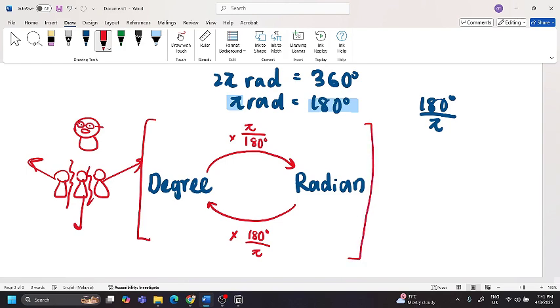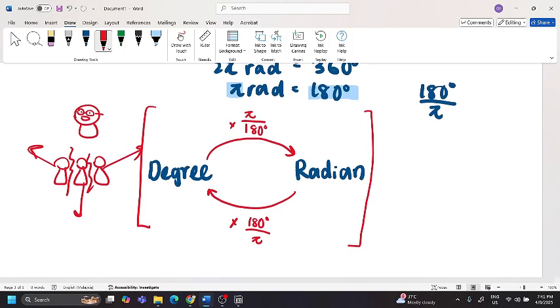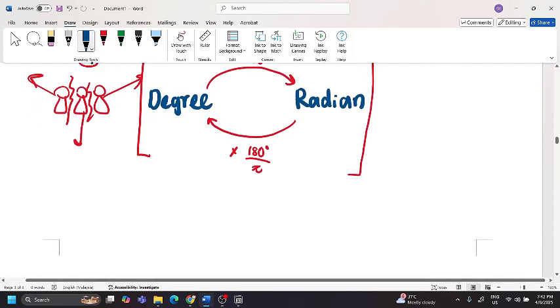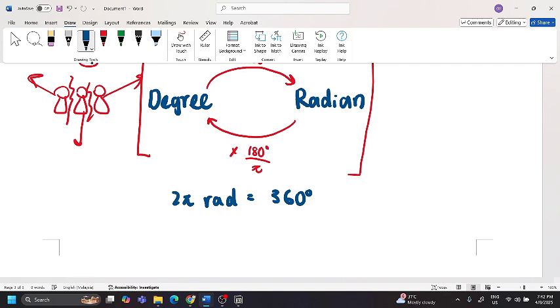But if you want to know in terms of ratio, it's actually ratio lah, okay. If 2 pi radian is equals to 360 degree, right? Now, you're given angle in degree. Maybe it's 170 degree. How much radian is it? I don't know. Then you just put as x radian.